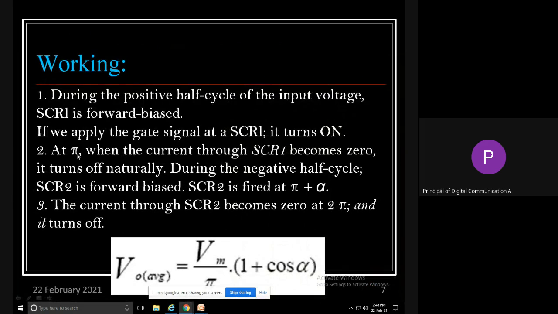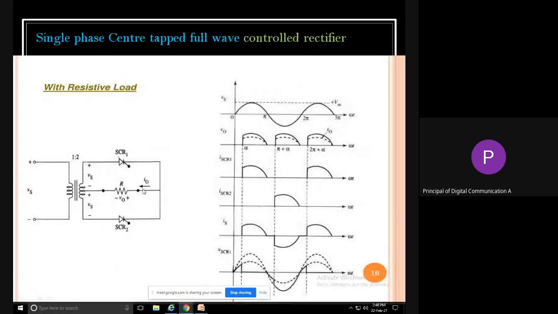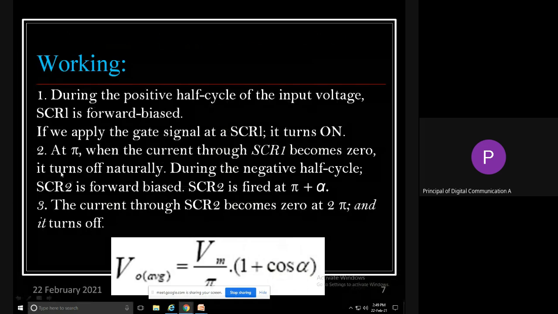At pi, the current through SCR1 becomes 0. So let us see here, this is the position of pi, that is when the current becomes 0. So definitely it goes into reverse bias, and as we have given only the trigger for the gate, SCR1 will go into off condition. So the output will definitely be 0. After that, it turns off naturally.